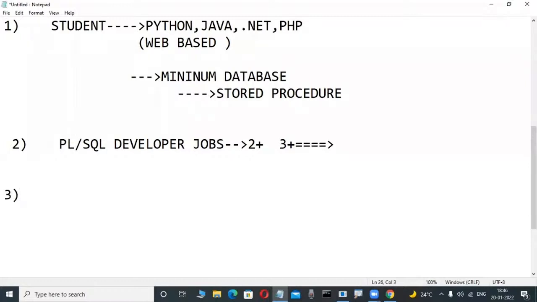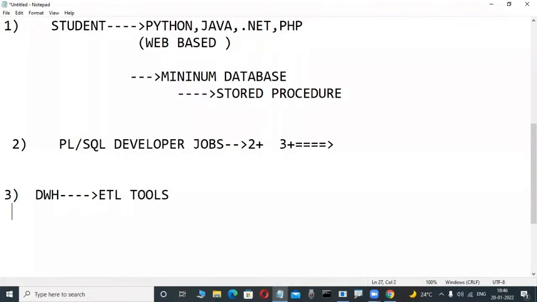Another type of persons: nowadays many people do not have very good coding knowledge, maybe non-technical persons, who want to move into software. In that case, one type of job is data warehousing technologies. In that, there are ETL programmers and reporting programmers. ETL means extraction, transformation, and loading tools.